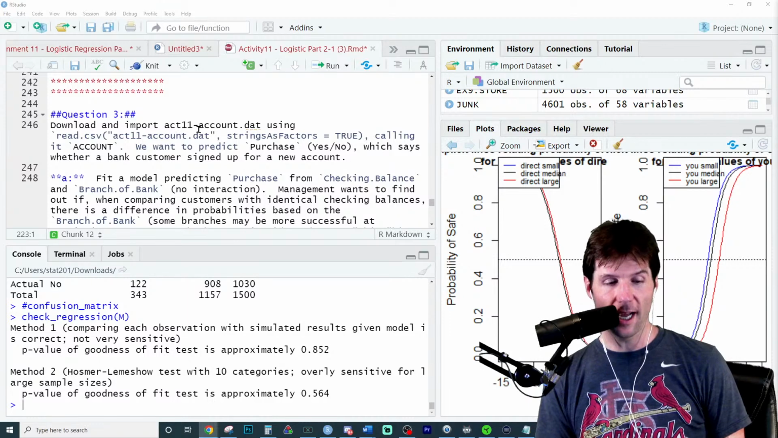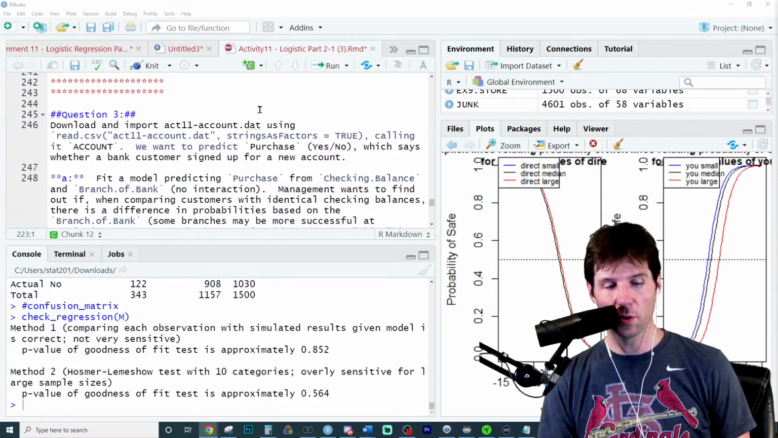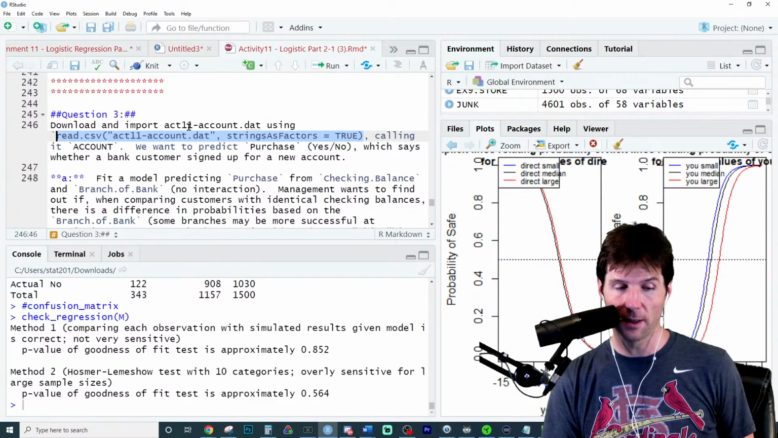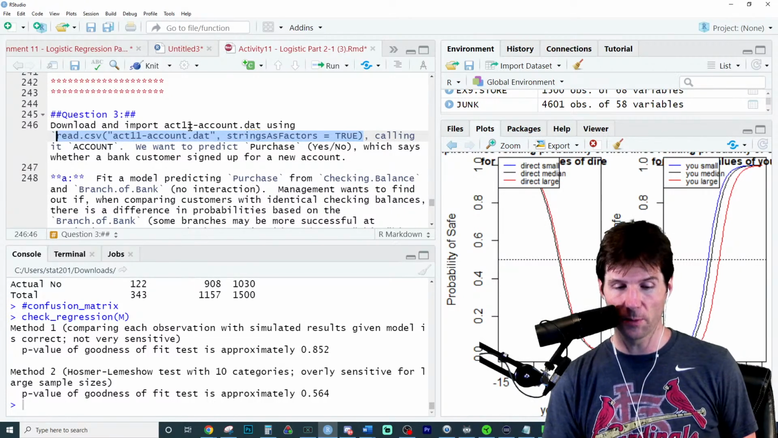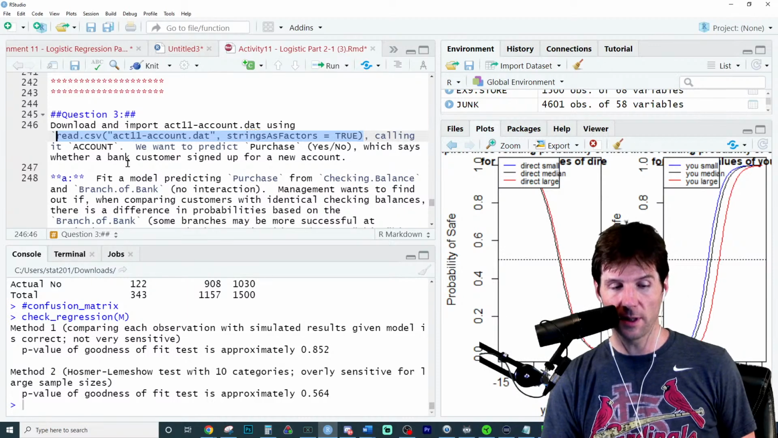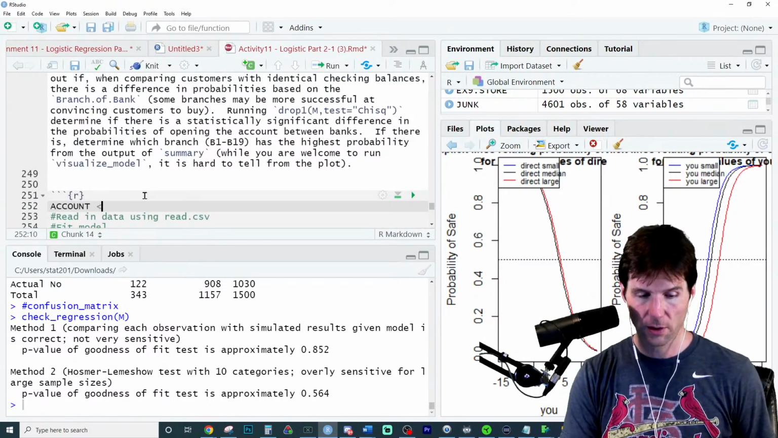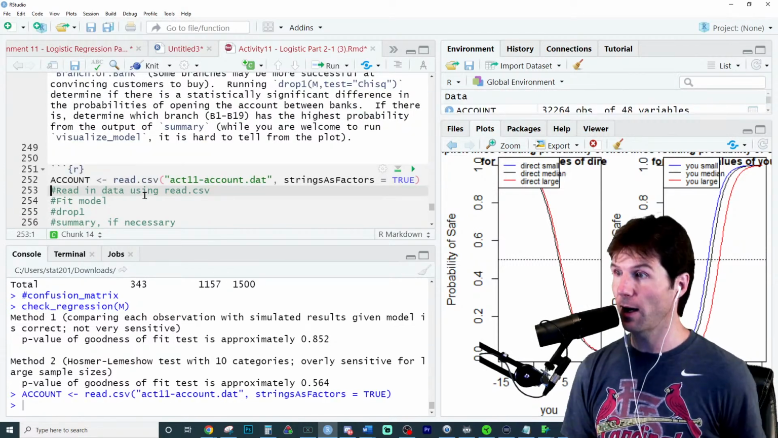Download and import the Act11 account.dat using the following. Strings as factors means we're reading in strings, which are words, and we're going to put them into categorical variables, calling it account. Do all this fun stuff right here. Account, save into, and make sure you have the file downloaded.